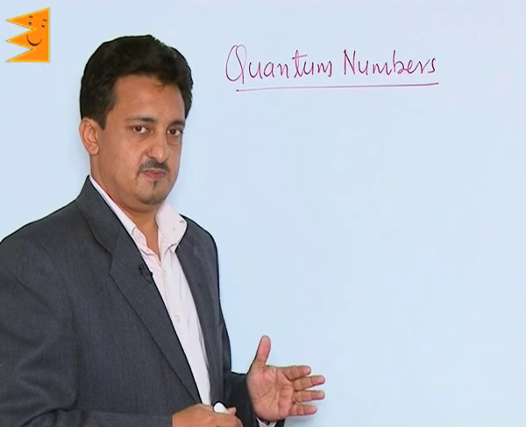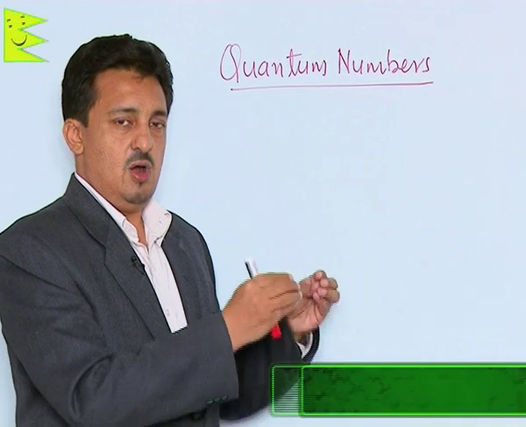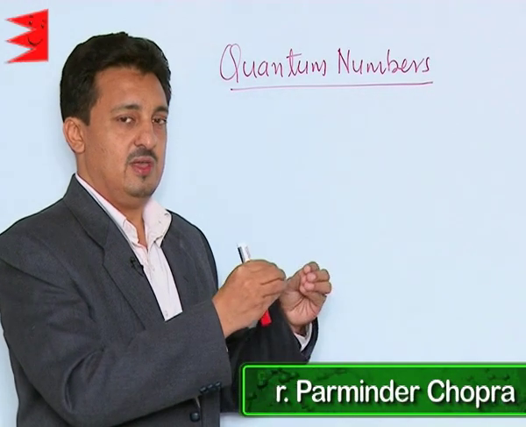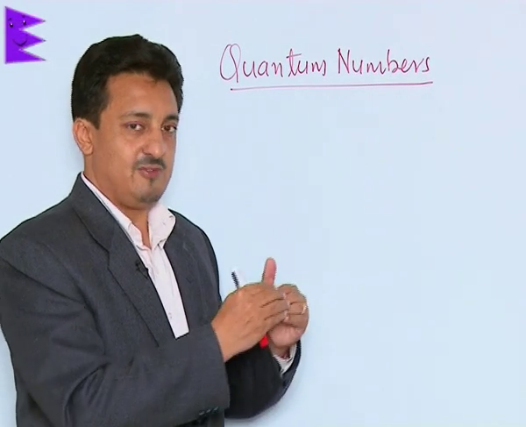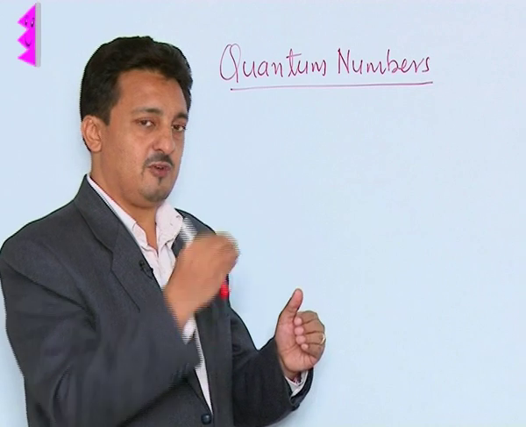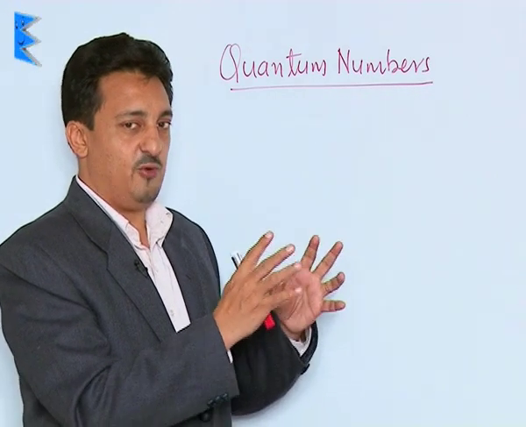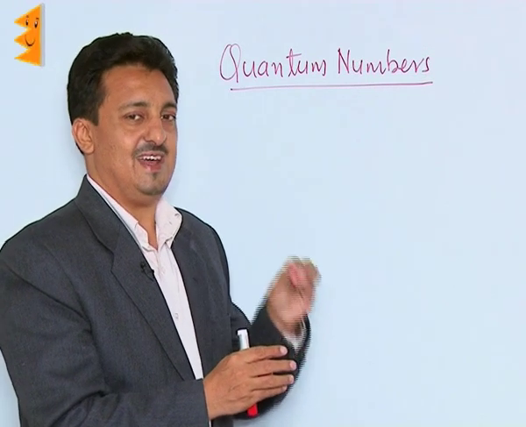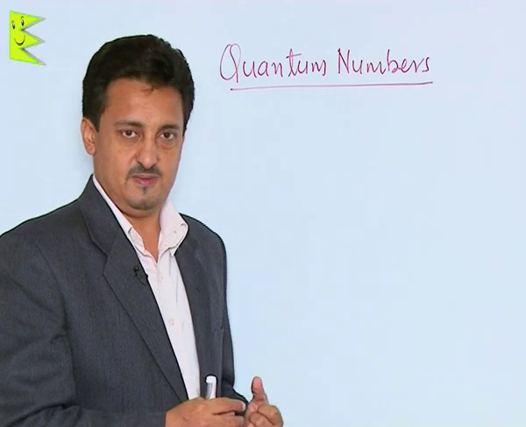Quantum numbers: the main contribution of the quantum mechanical model of the atom is that it gave us a set of numbers. Basically there were three. The fourth one was incorporated from the spectroscopy technique. So at the end we get four numbers, which give us the exact address or location of the electron in the atom, which we always wanted.